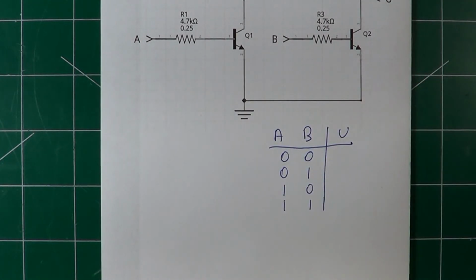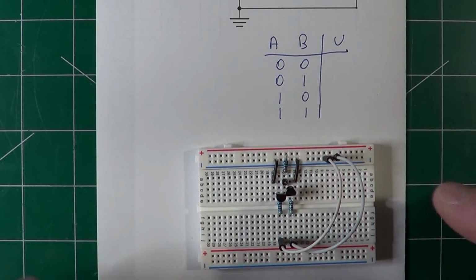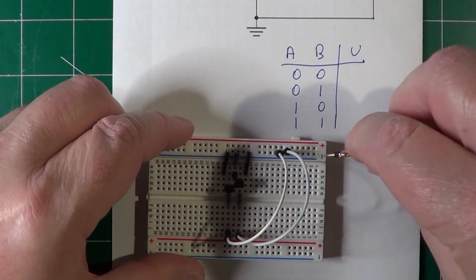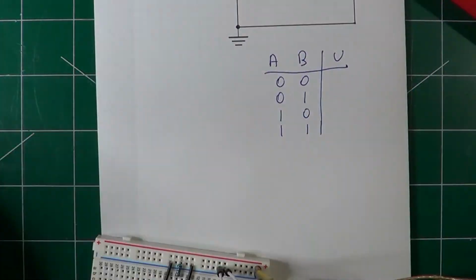Here is the truth table that we will be using to figure out how the circuit works. So right now, both inputs are set to 0. Let's power up the circuit and let's read the output, which is a 1.